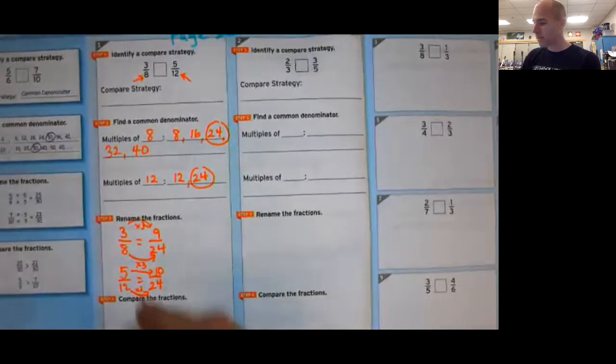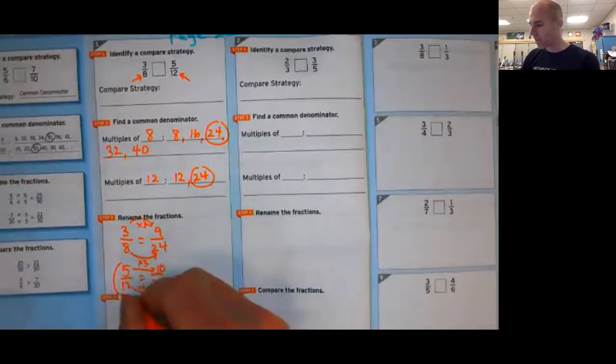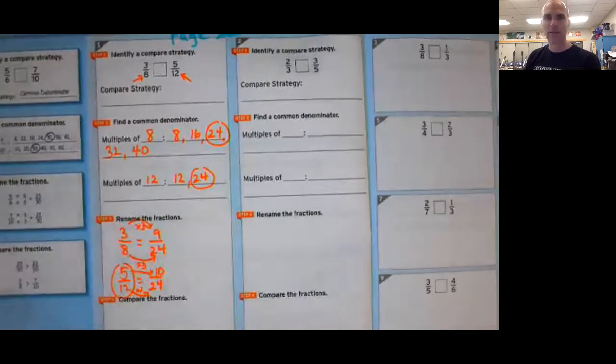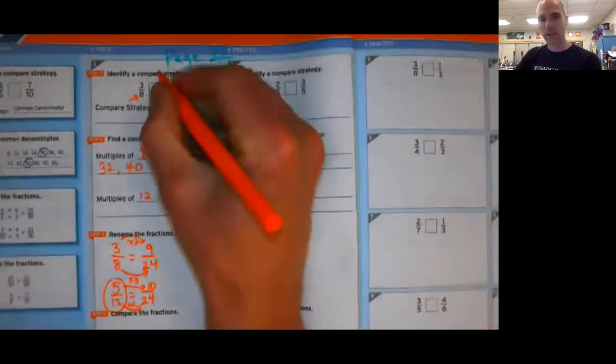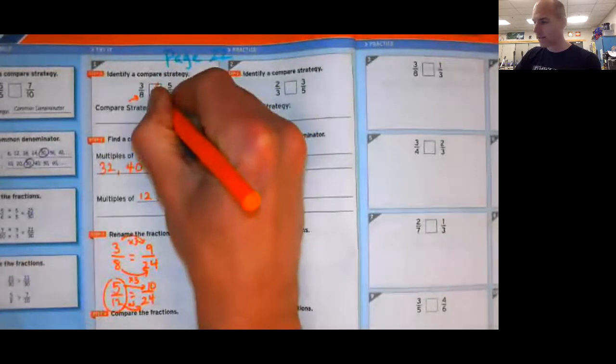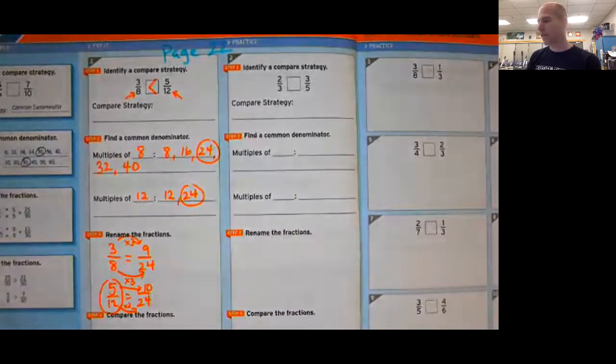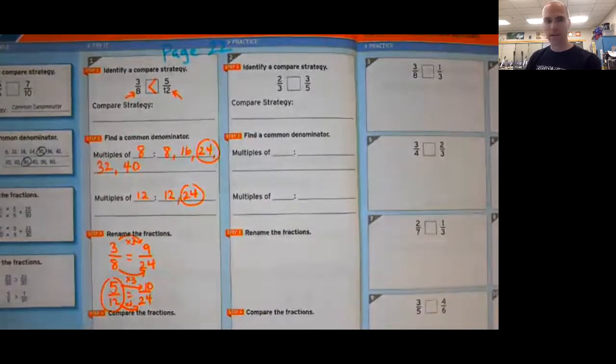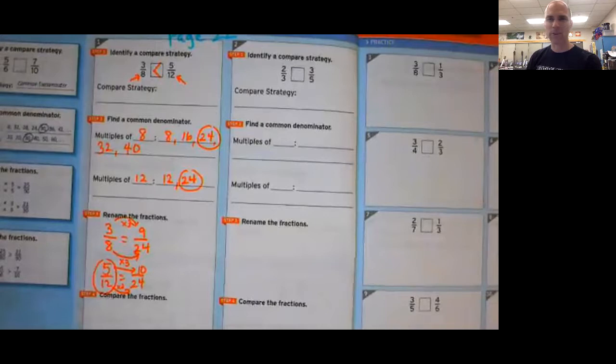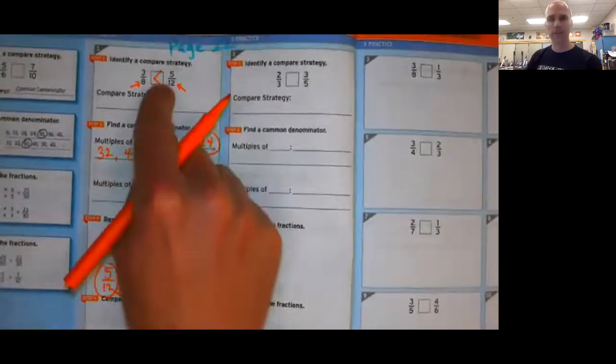But in the end, the 5/12 was greater, right? And so let's put our greater than symbol up here so that the alligator mouth is opening toward the 5/12, and we're good. We could have written it down here too, where it says compare the fractions, but I don't think we need to do that. Just fill in the box here.